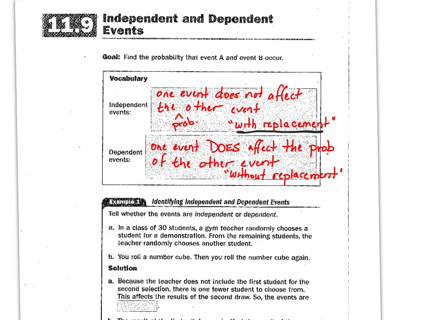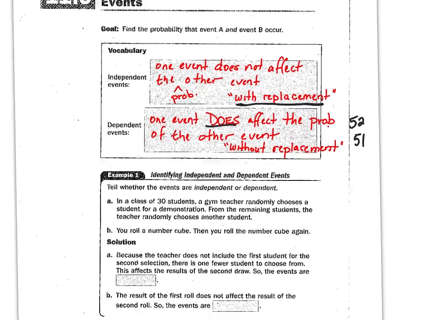independent events. The other one that we're going to talk about are dependent events, where one event does affect the outcome of the other event, without replacement. For example, if I have a deck of cards and I tell you to pick a card, look at it and hang on to it, and then pick another card, you would know that the first time you had to pick, you had 52 to pick from. The next time, you didn't replace the first card, so you only have 51 to choose from. Okay, so independent and dependent.